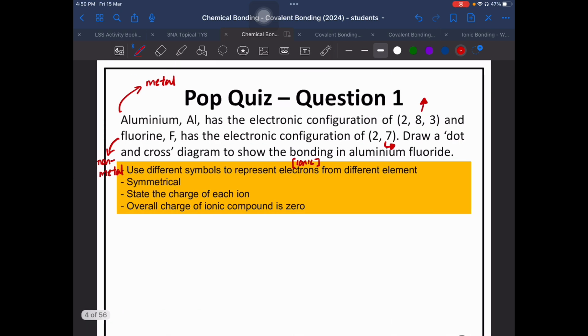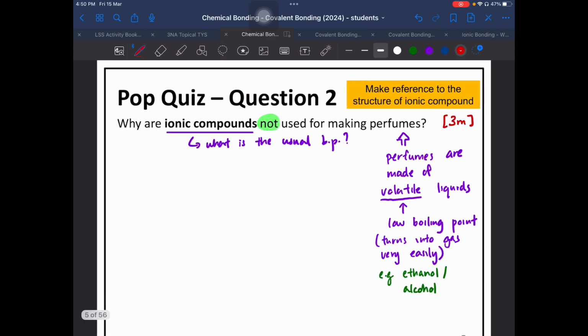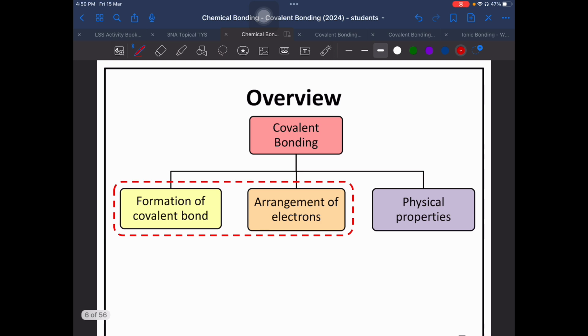The previous question here is 2 marks, right? Similarly, think through what you need to show in order to score the full 2 marks for what an ionic bonding drawing should look like. Okay, so with that, we will go back to the video focusing on covalent bonding. Sorry that I took a while to talk about the pop quiz.